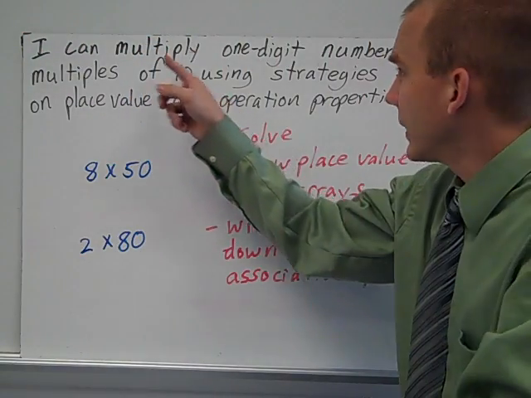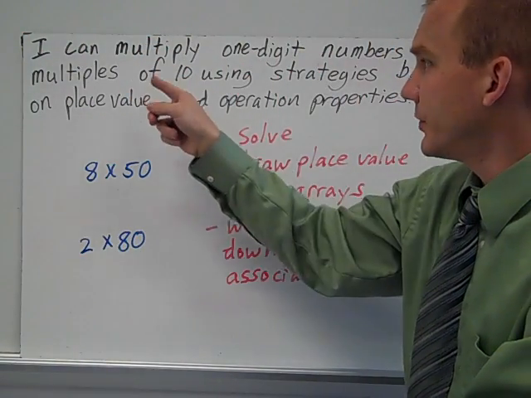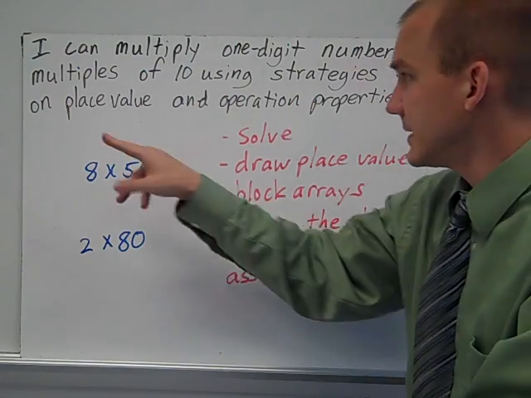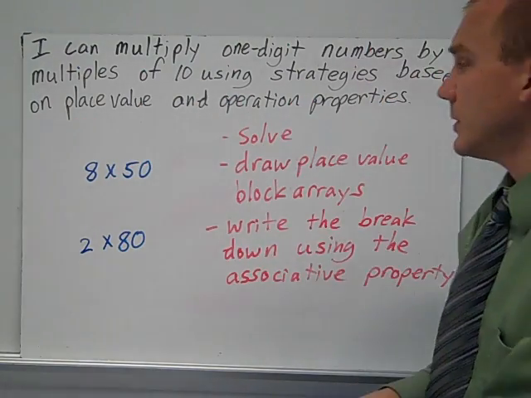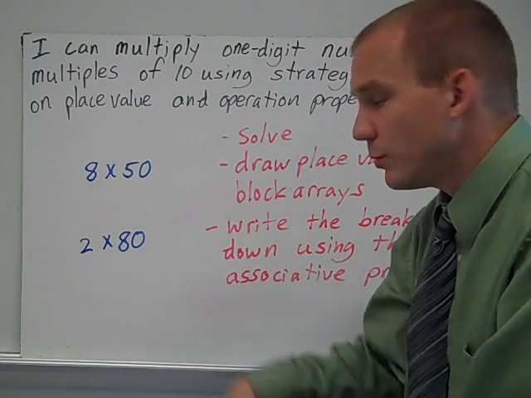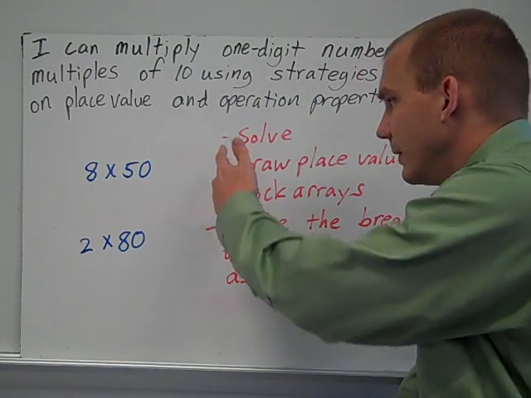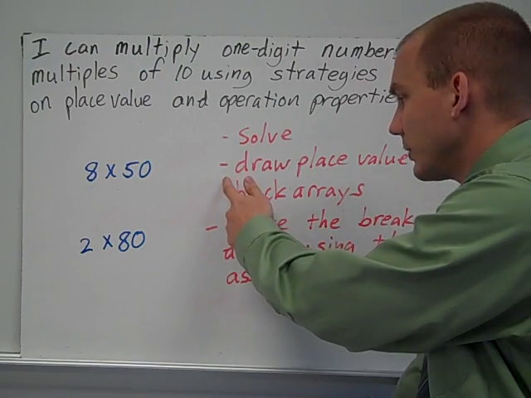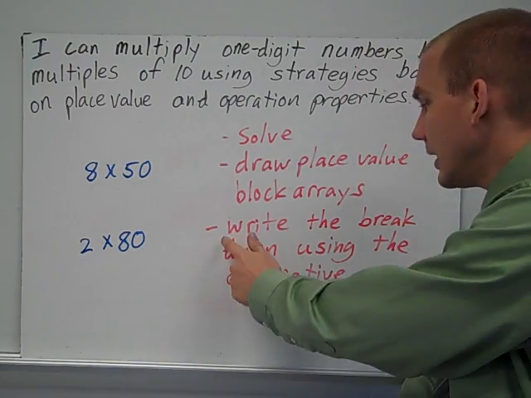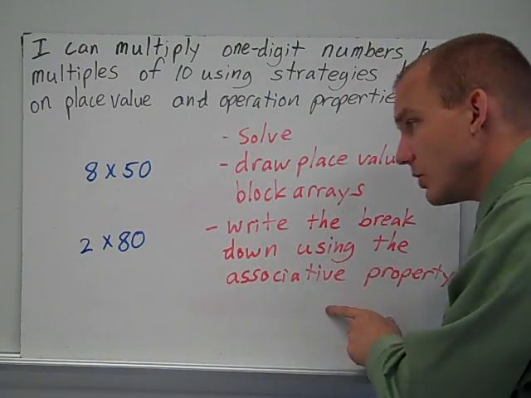Our learning target. I can multiply one-digit numbers by multiples of 10 using strategies based on place value and operation properties. So you have 2 problems here, 8 times 50 and 2 times 80. I want you to solve them. I want you to draw the place value block arrays like I just did. And I want you to write the breakdown using the associative property.